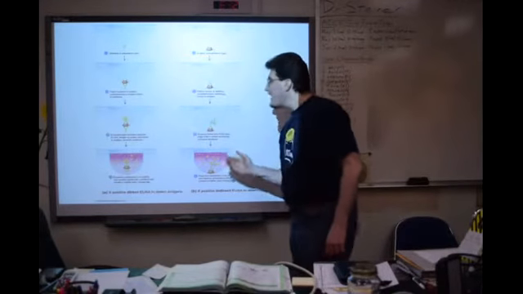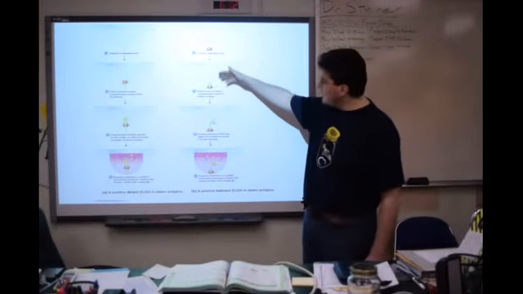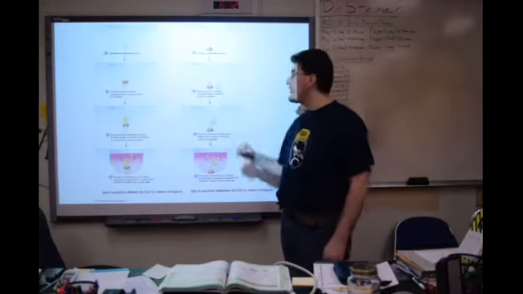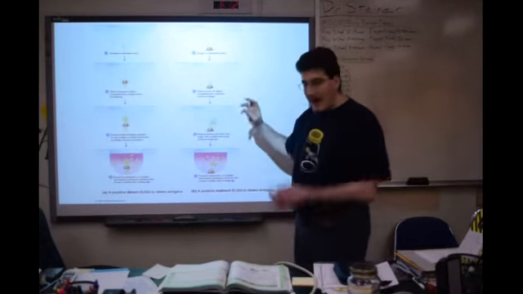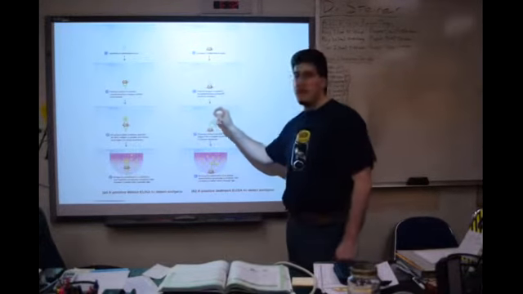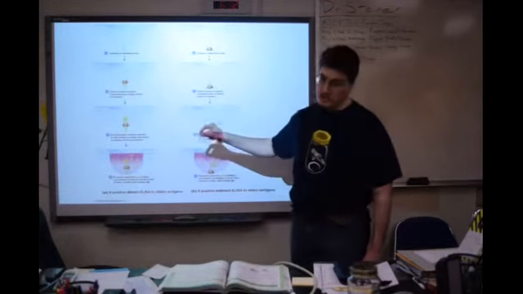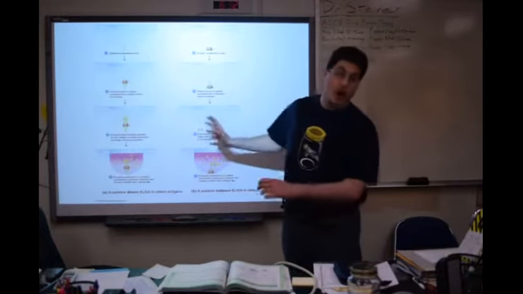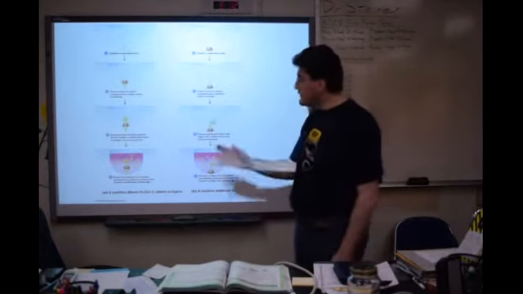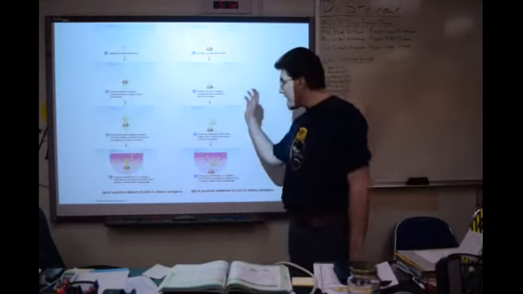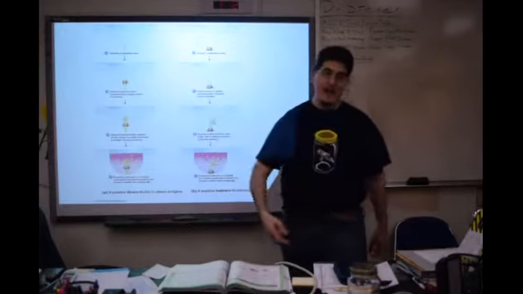So, the antibodies will bind to that antigen on the well. Then you'll have a monoclonal antibody specific for the antibody from the patient, with enzymes bound to it. Then you wash away the excess, the free-floating excess. Then you add your indicator, and your chemical reaction proceeds, and you get a positive reaction.